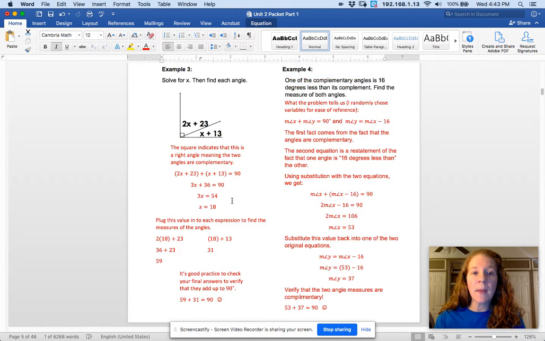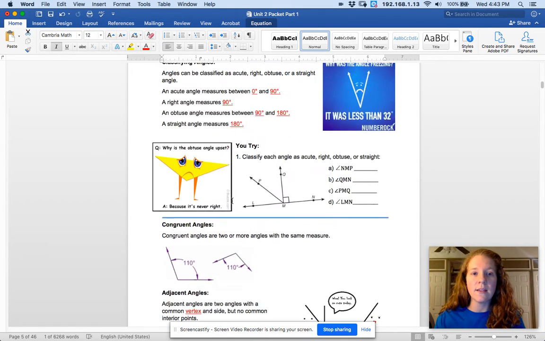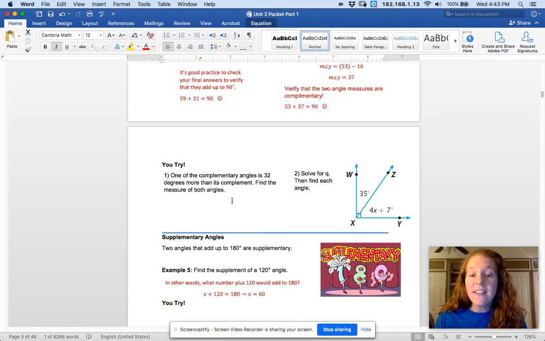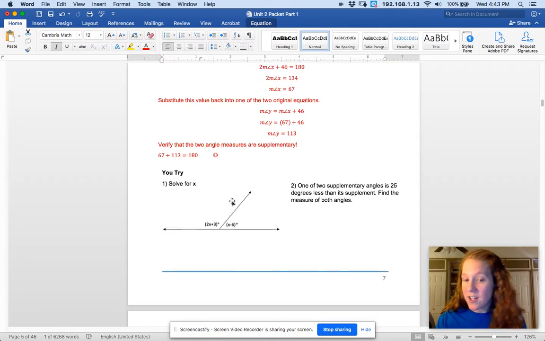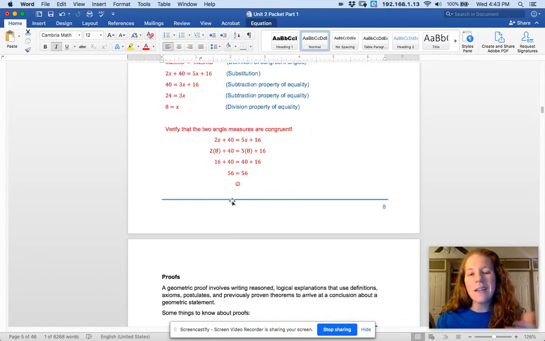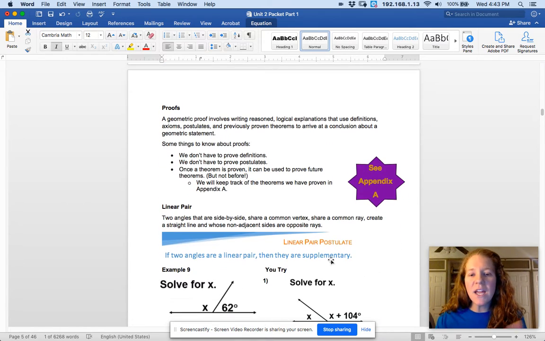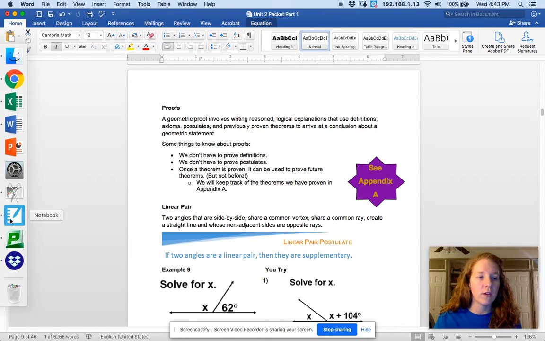The linear pair postulate, I think was... Oh, no, I went too far. The linear pair postulate is a postulate. Postulates are basically the same as theorems, but we don't have to prove them. Okay, so it says right here, we don't have to prove definitions. We don't have to prove postulates. So far we've been able to just use things without proving them. But now we're going to get to our vertical angle congruence theorem.